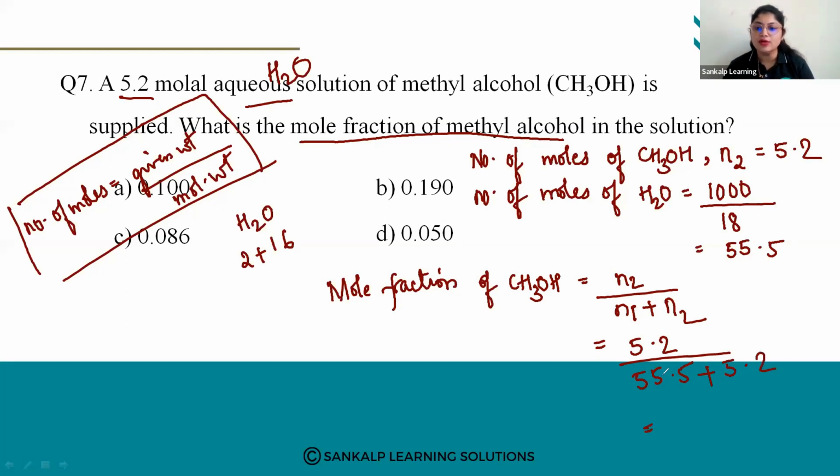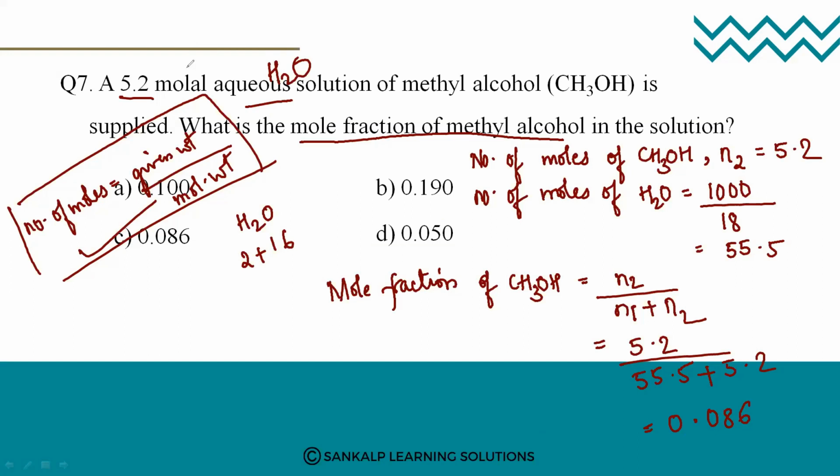Just see what answer you are getting. So 55.5 plus 5.2. What will the answer be? Just see. The answer comes to 0.086. So option C is the answer.